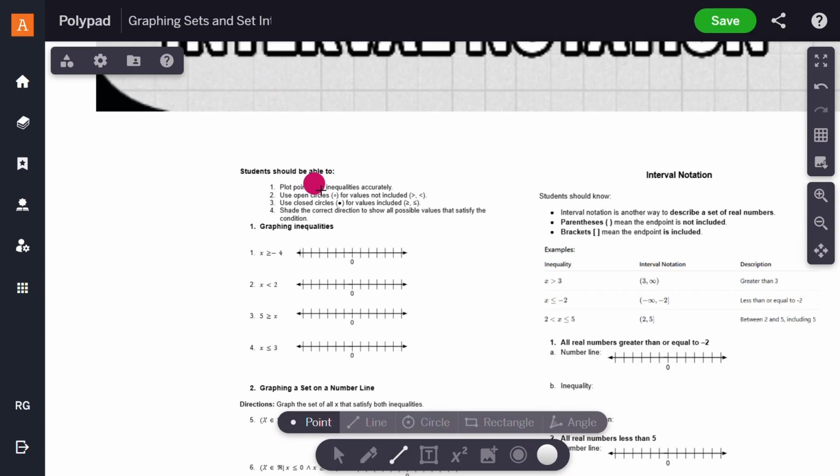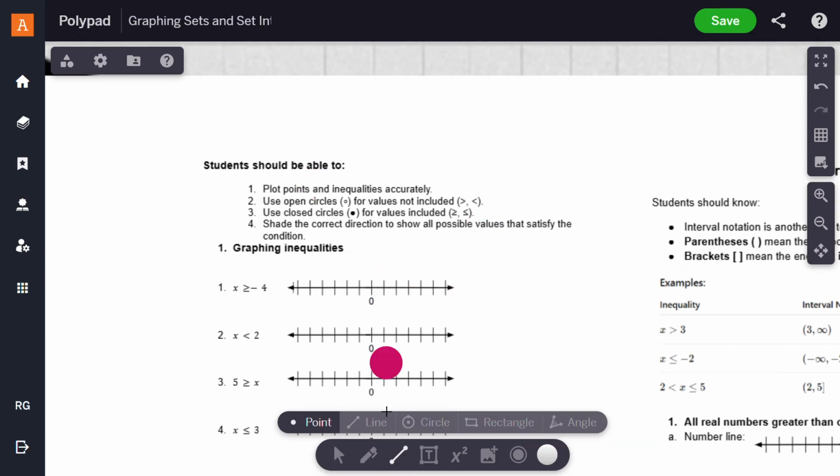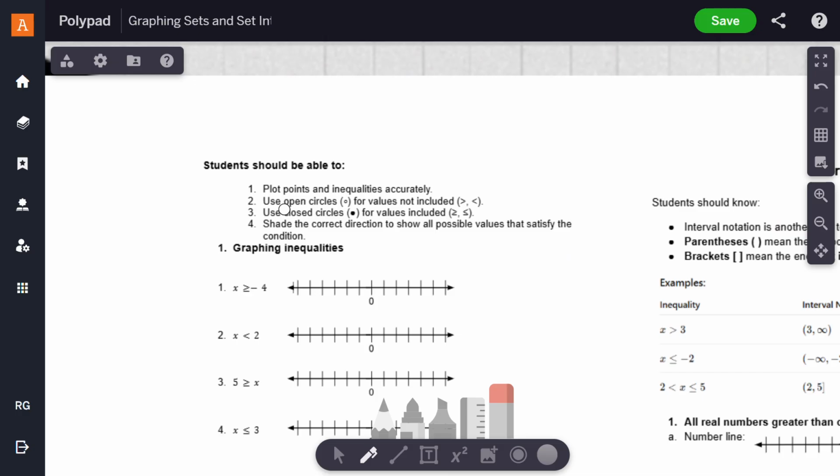Alright, so our learning objectives for this lesson are to plot points and inequalities accurately on number lines, to understand that using open circles for values not included will be these symbols, the greater than and less than sign without the bar under them, and using closed circles for values that include the numbers for the greater than or equal to signs and less than or equal to signs. And then shade the correct direction to show all possible values that satisfy the condition.